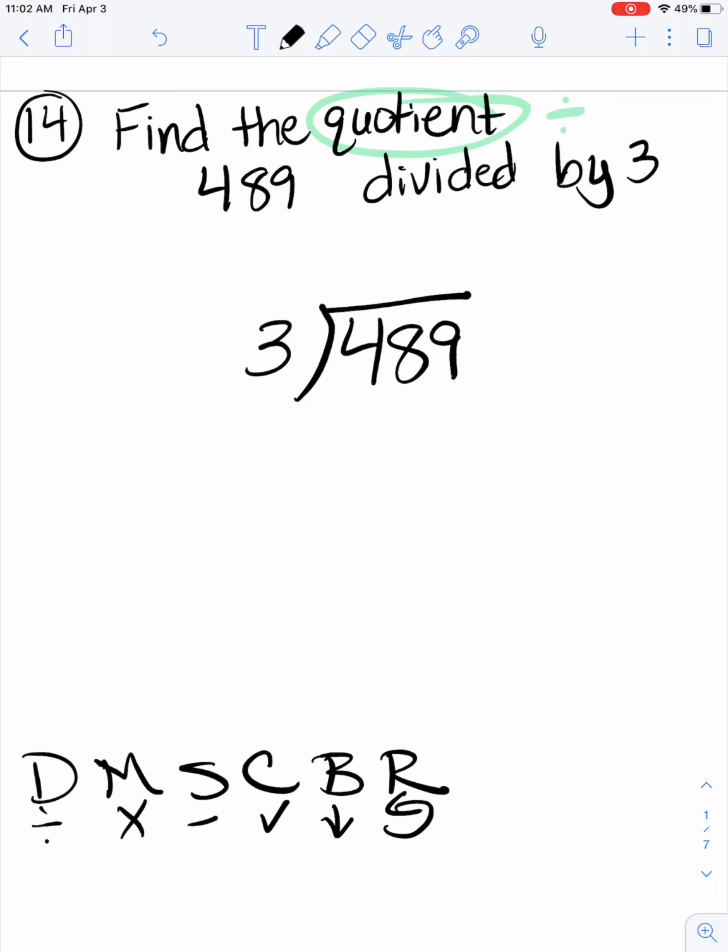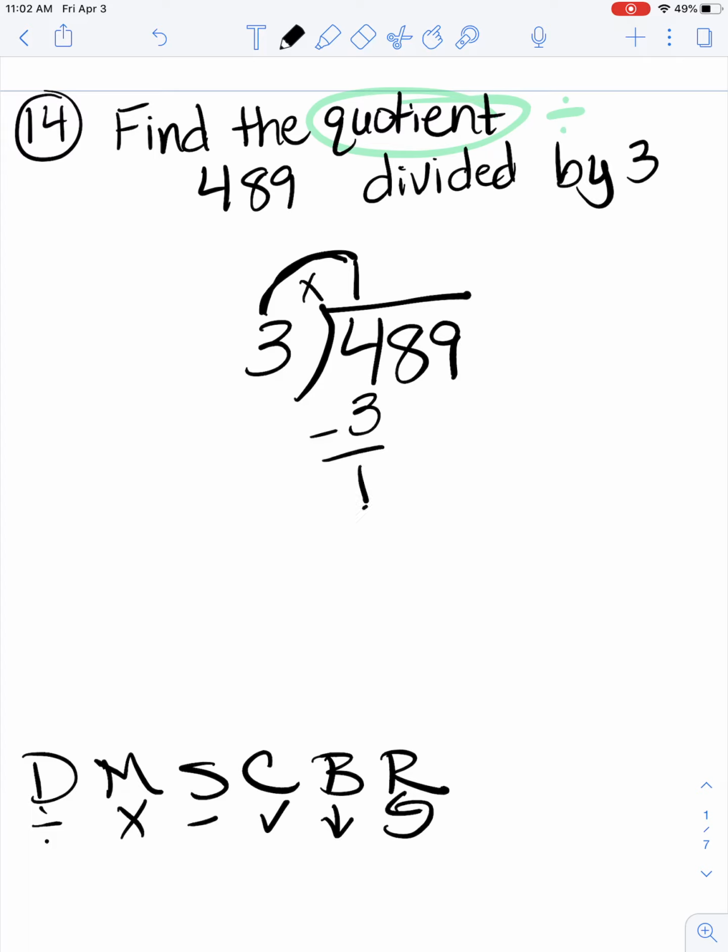So I'm going to first divide. How many times does 3 go into 4? It goes in 1 time. My next step is multiply. I multiply 3 times 1. I like my little rainbow up there because it helps me know what I'm multiplying. So 3 times 1 is 3. My next step is subtract.